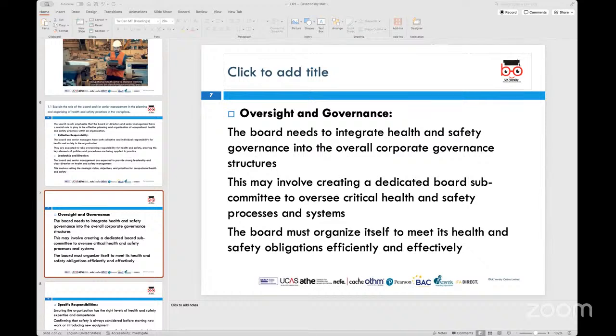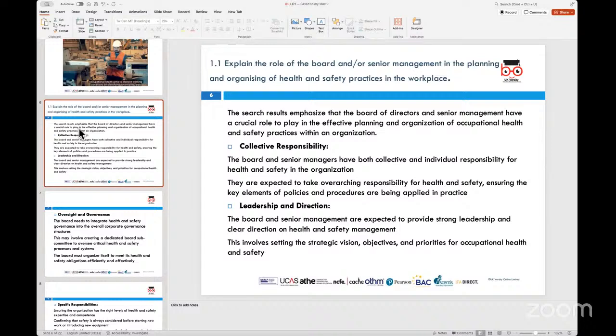I was basically mentioning the first assessment criteria, which is talking about the role of the board or senior management in planning and organizing health and safety practices within a workplace. Now, if you look at how we address and understand this, assume that you are part of the management of a particular company. For example, you might be a department head, or you might be in the senior management.